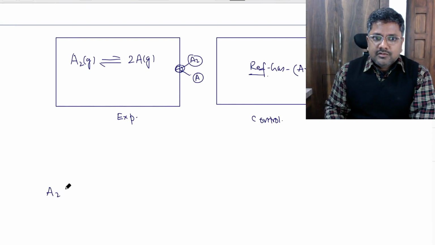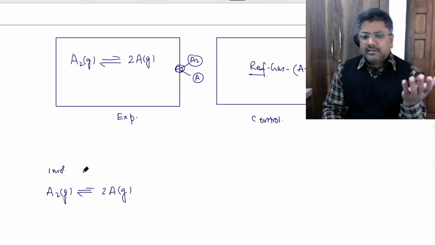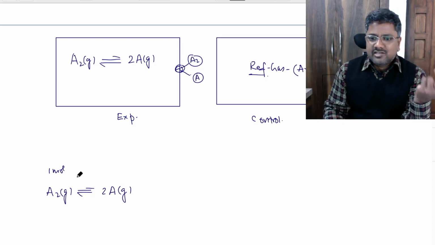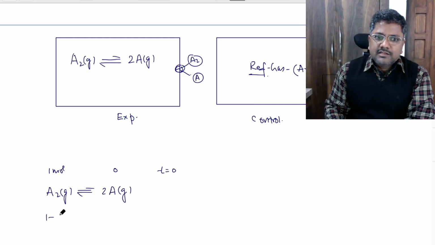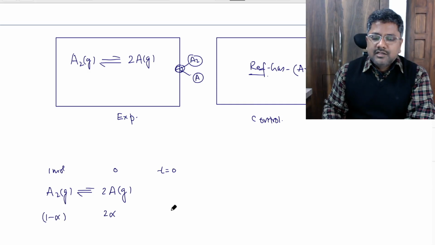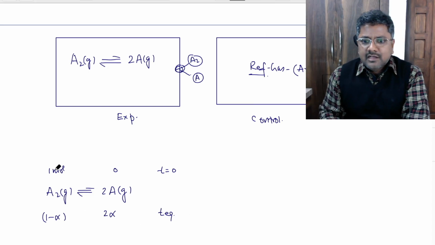A2 gas gives 2A gas, and initial moles I have taken 1, or you can take n mole, you are free, the end result will be the same. 1 mole at T is equal to 0, and this is 0. So at equilibrium, 1 minus alpha, and this is 2 alpha. So this is directly, if you have taken 1 mole, you can directly write alpha here.